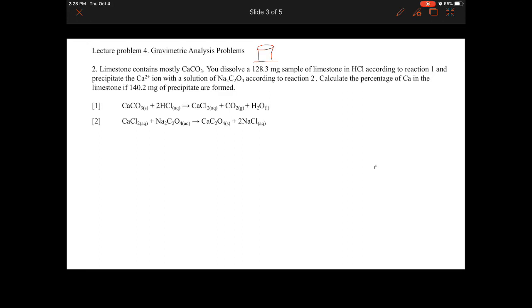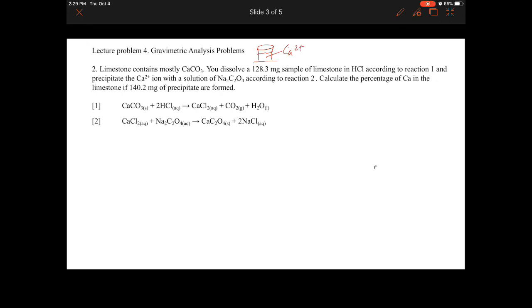And we want to know how much calcium is inside of a sample of limestone. So they take a sample of limestone that's 128.3 milligrams. They dissolve it in HCl. So when we do that, we're going to have calcium 2 plus dissolved in a solution.